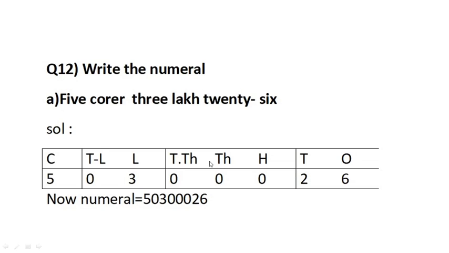You make a table first like this: ones, tens, 100, 1000, 10,000, lakh, 10 lakh, crore. Now 5 crore, you place it in the column of crore. Where is the column of crore? This one. You write 5 here, and then what is written here? 3 lakh 26. This is the column of lakh. 3 lakh, you write 3 below the column of lakh, and here you write 0 because no value is given. Next is 26. This 26 you write here, and in these places you put 0 0 0.